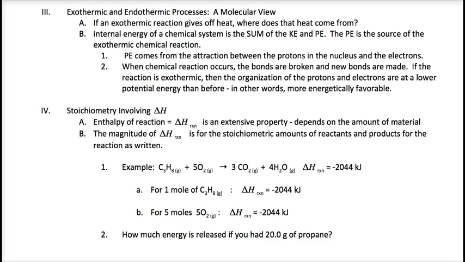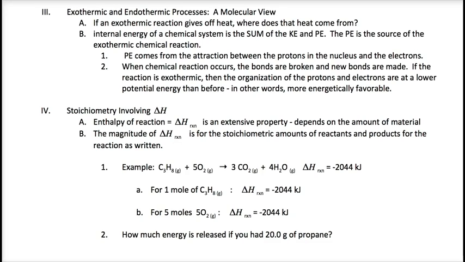Part of it comes from the attraction between the protons in the nucleus and the electrons of the other atoms. You can talk about the bonds. That's what we're talking about, the bonds between the two atoms. That's where your potential energy comes from. So what happens when a chemical reaction occurs? Bonds are broken, so that you are breaking the attraction. Bonds breaking is always endothermic.